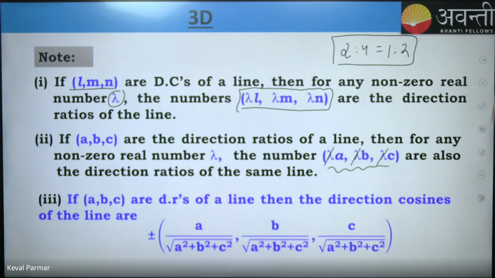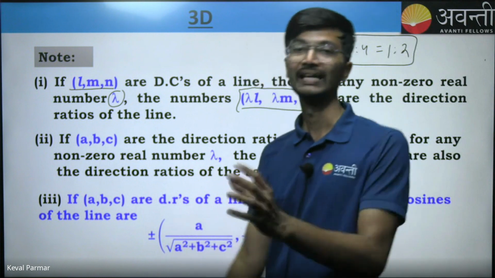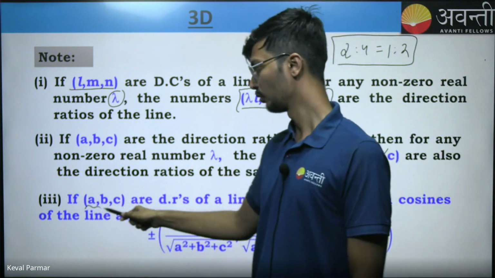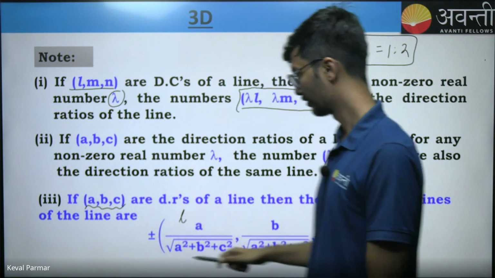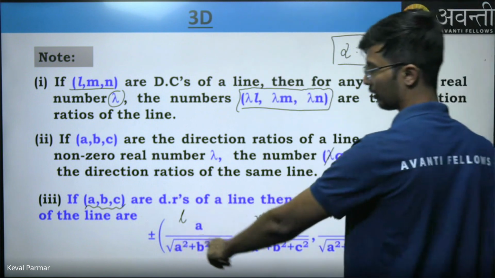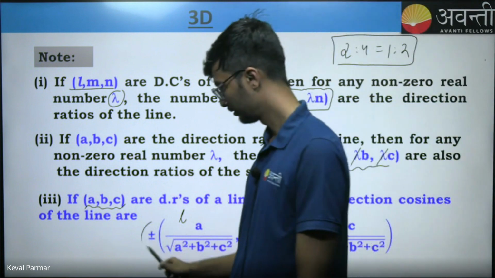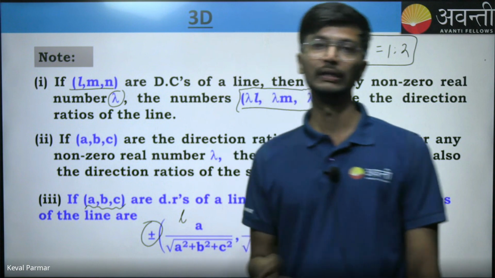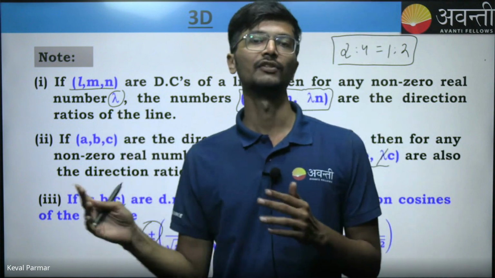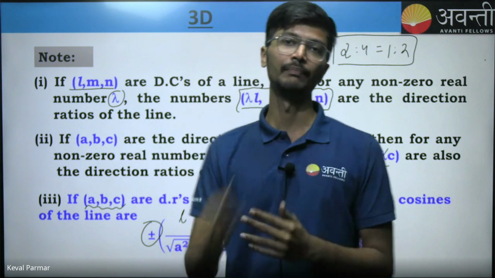If a, b, c are direction ratios, then these are the direction cosines l, m, and n. What is l? a upon under root of a square plus b square plus c square, and so on. Please note this is plus or minus. As I told you, it can have two directions. Vectors have two directions along a line, either this or its opposite.